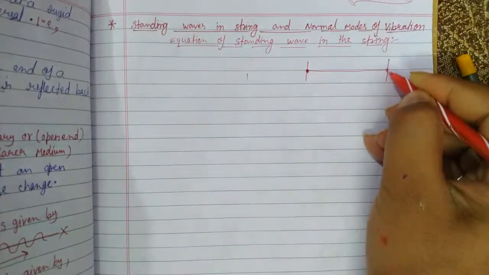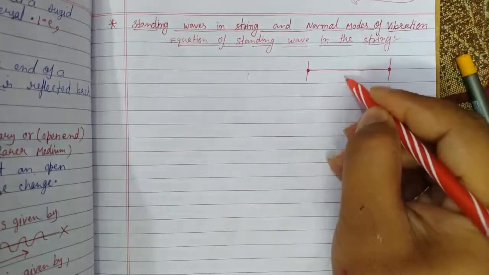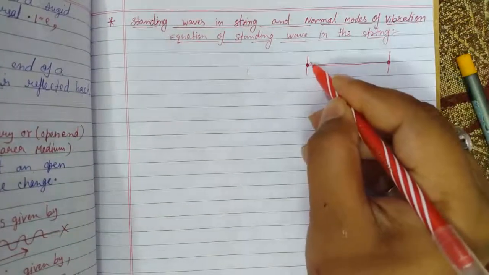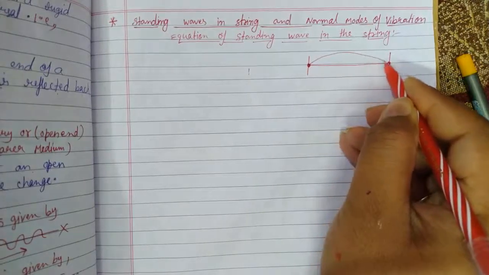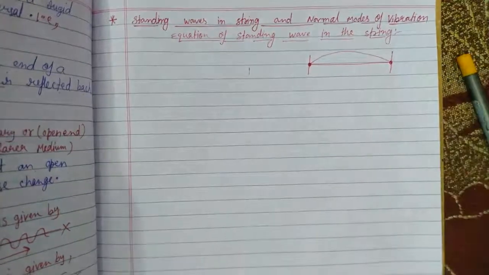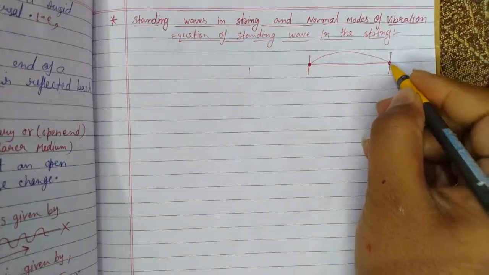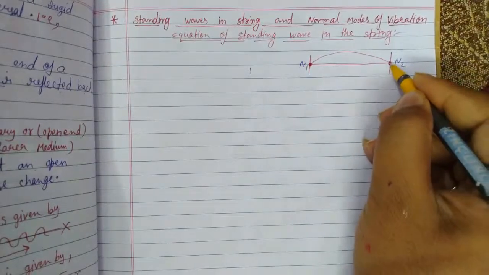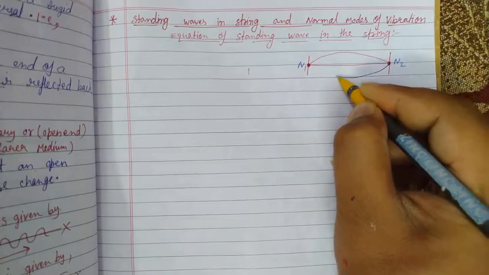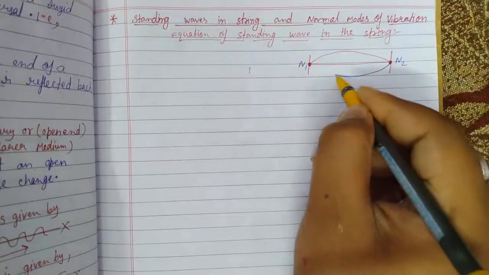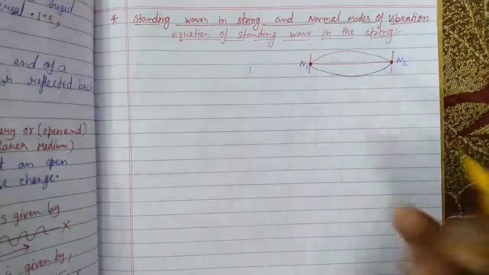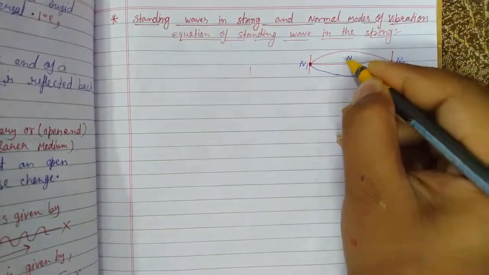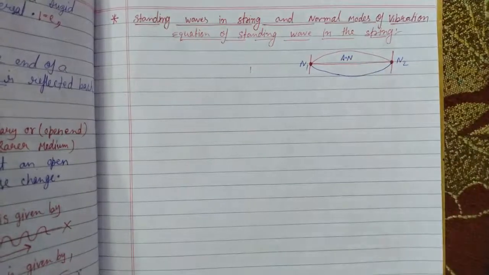These are the knots. When we create a disturbance at the middle, we observe that a compression is moving, and at the boundary, at point N2, it is reflected as a rarefaction and reaches point N1, and this position is continuous. This is the point of antinode.